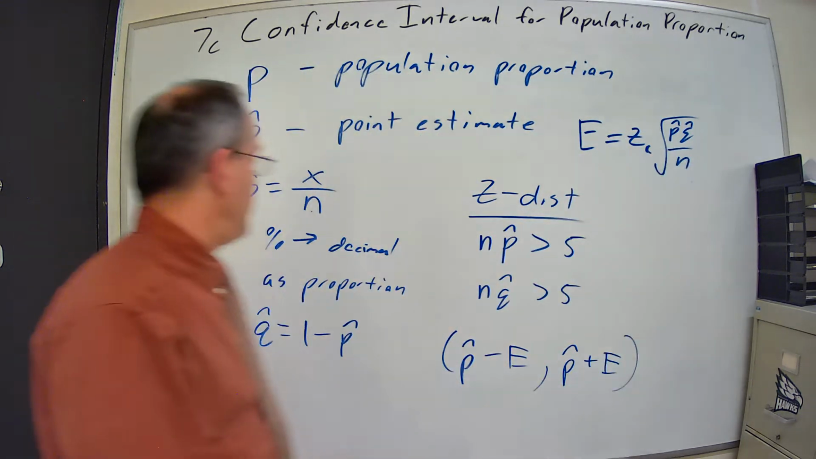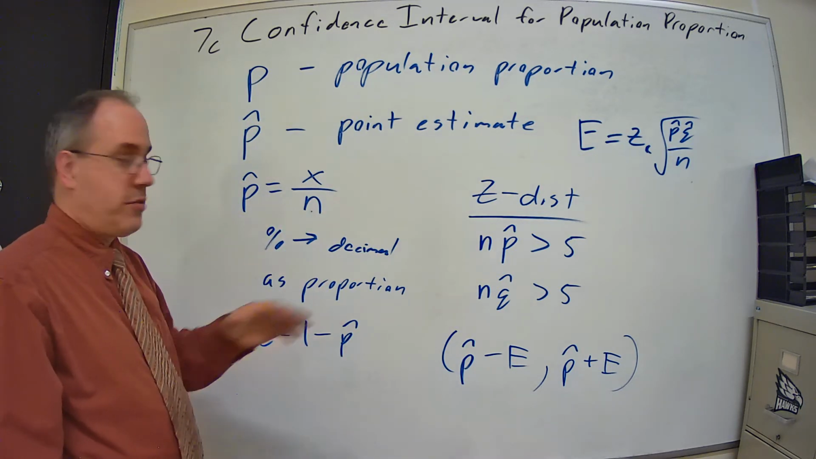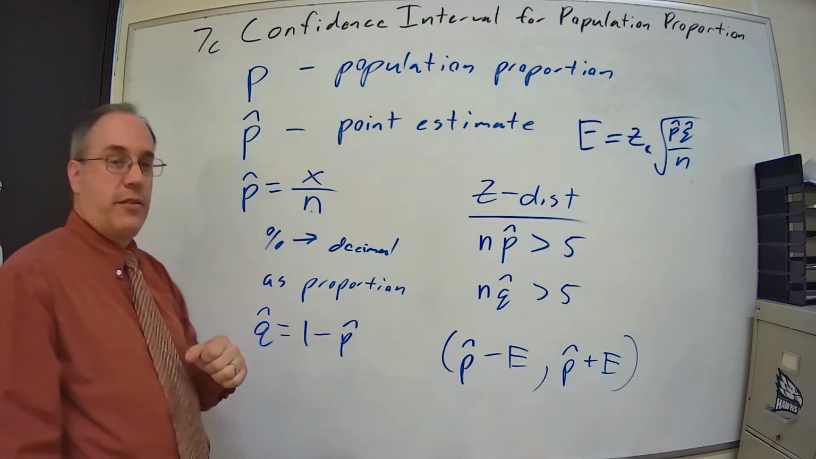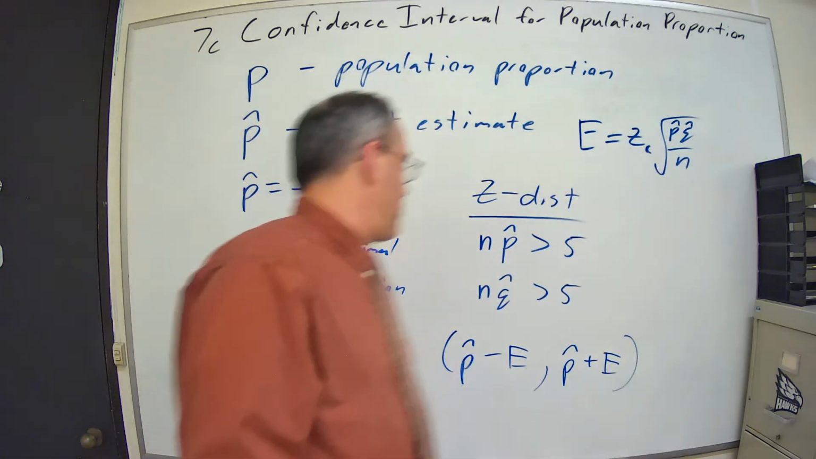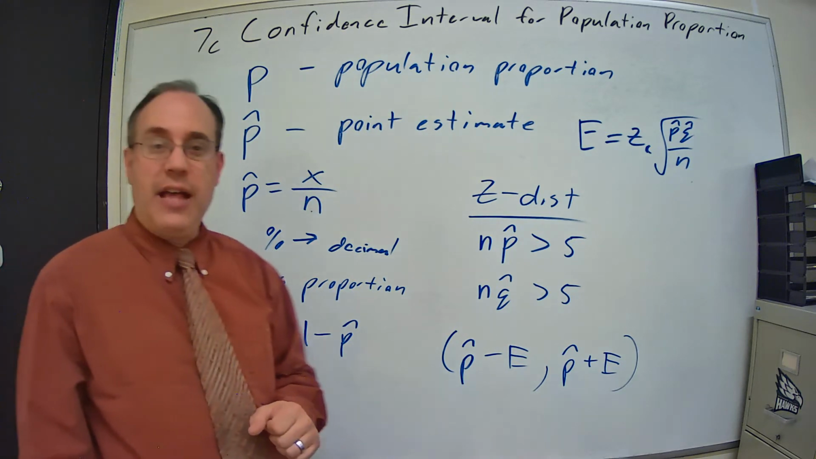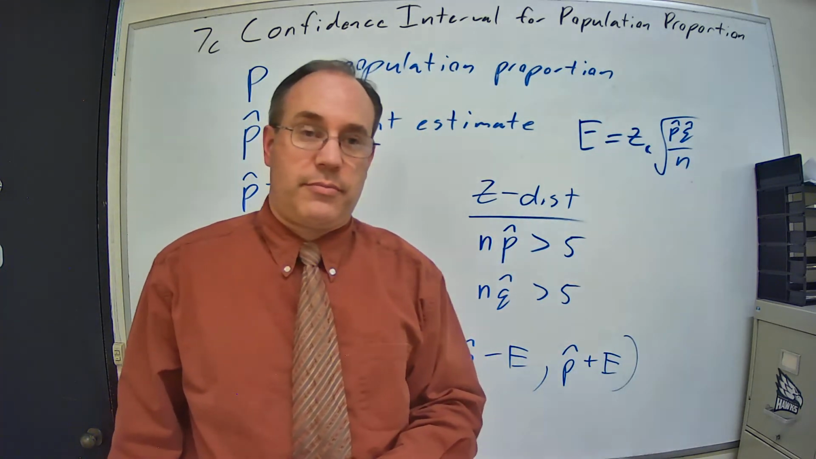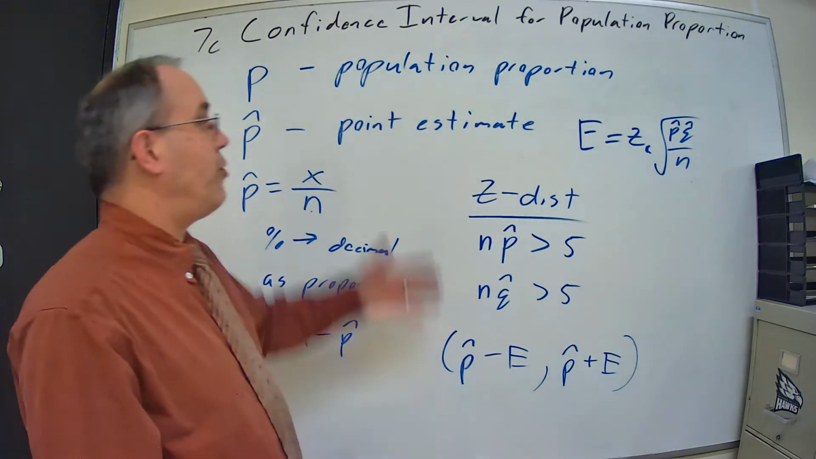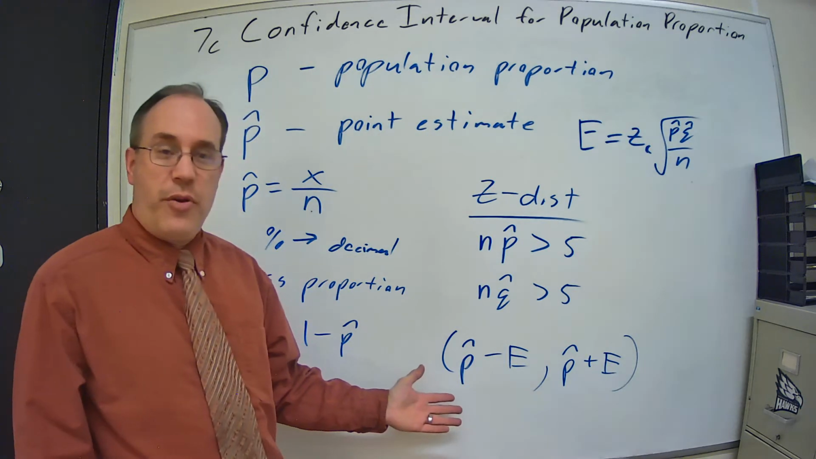P hat is either going to come from x over n, a percent being converted to a decimal, or being given directly as the decimal, the proportion. Q hat is going to be 1 minus p hat, and n is our sample size. Okay, so that's what we're looking at. So there's our margin of error. This is how we compare it to our proportion.